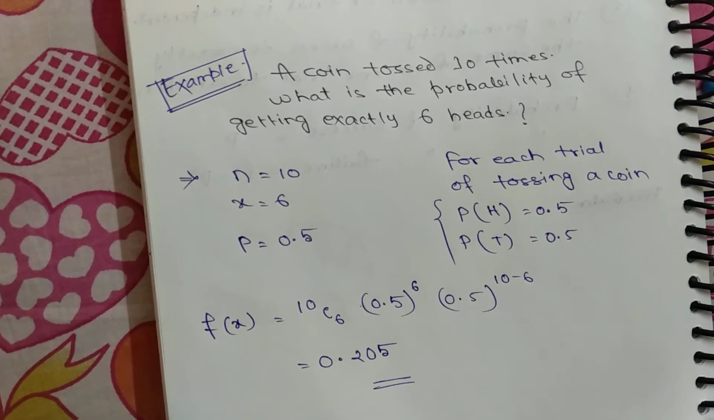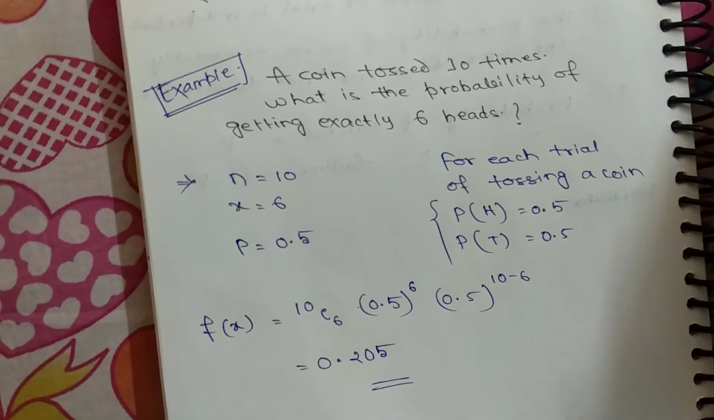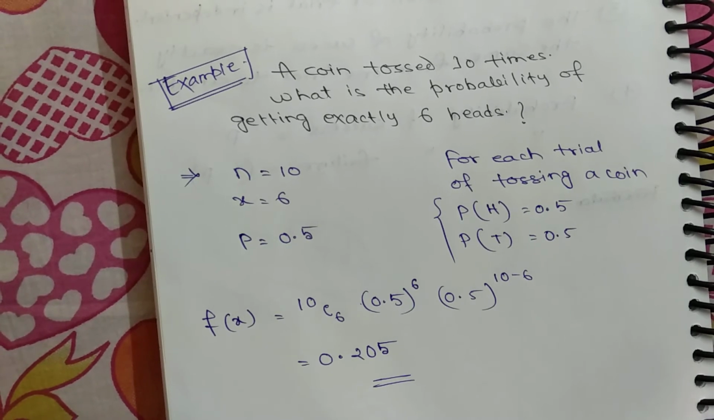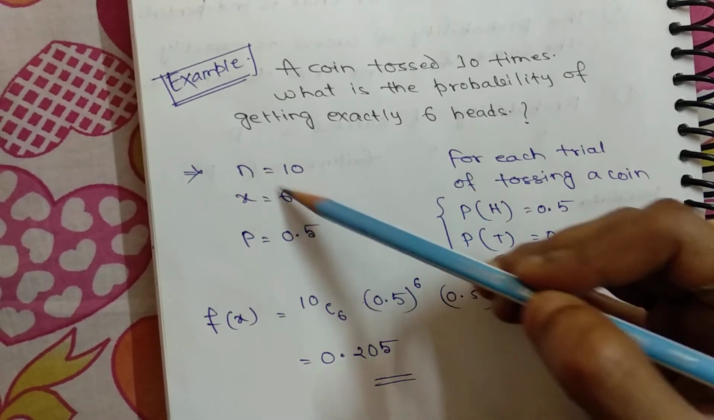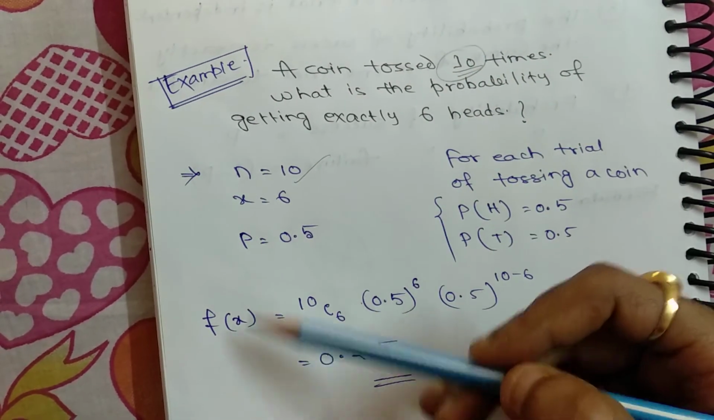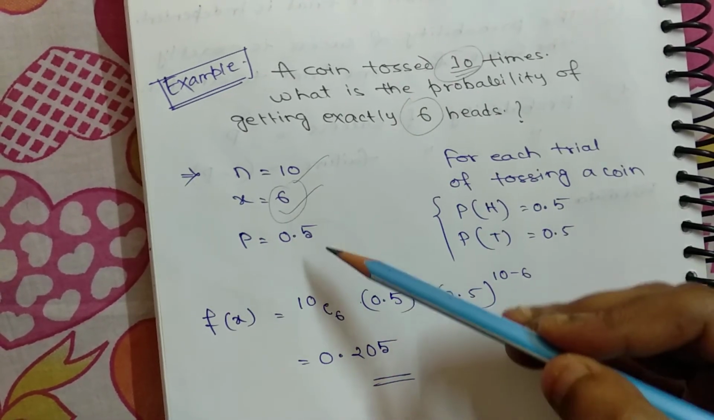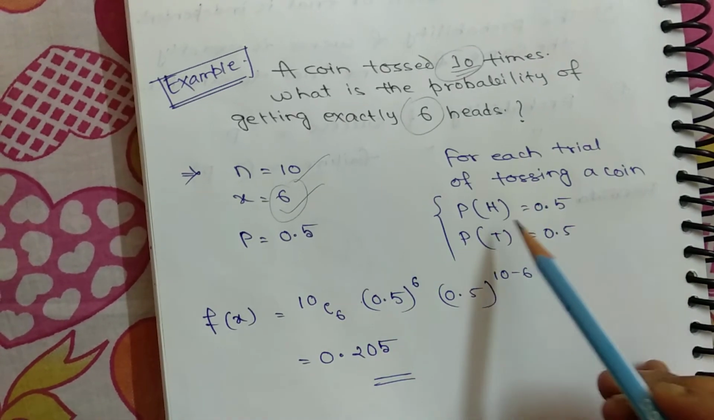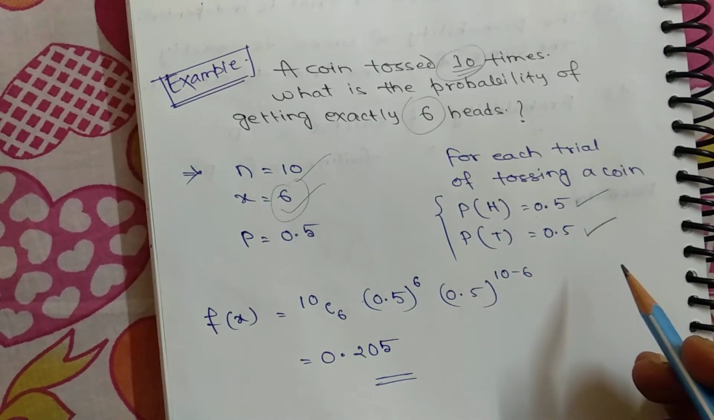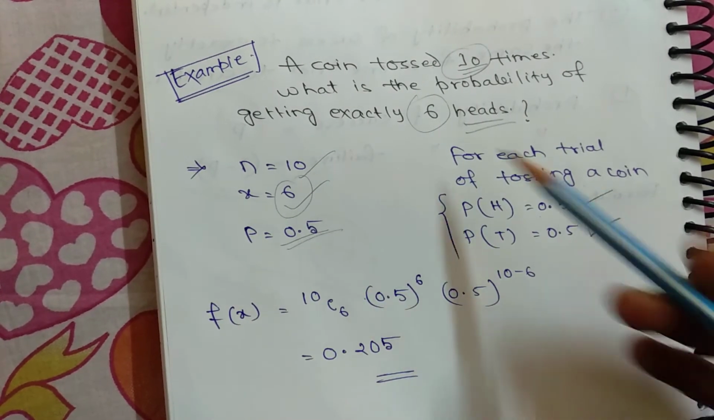Let's take one example, the same example of tossing a coin, in a better manner. A coin is tossed 10 times, what is the probability of getting exactly 6 heads? So what is the total number of trials here? That is 10. What is the number of successes over here? 6. So for each trial of tossing a coin, probability of getting head is 50% and probability of getting tail is 50%. So here heads is the success. So probability of success is 0.5.